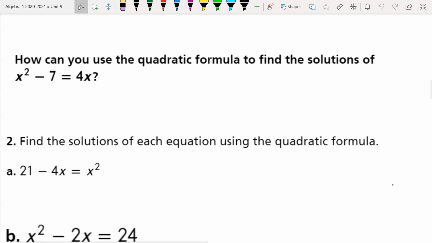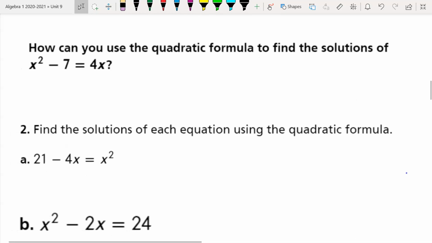All right, so you have to know the quadratic formula. It says, how can you use the quadratic formula to find the solutions? So what we're going to do is get it to standard form. I need to subtract my 4x over. So I'm going to say x squared minus 4x minus 7 equals 0.